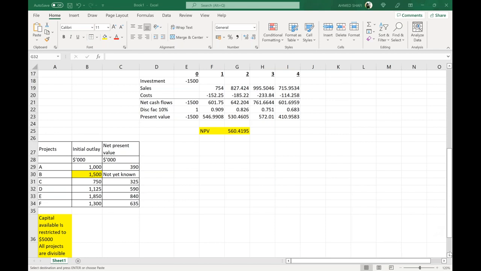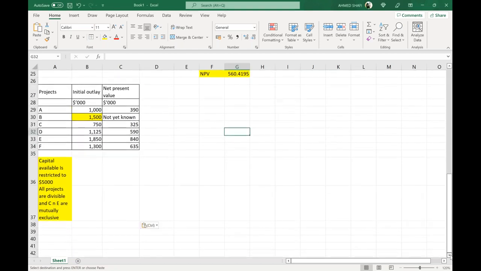Okay, let's move towards requirement B now. If anyone is unable to copy all stuff, I will share this file on the WhatsApp group after the class is over. Don't worry about it. I will share this Excel file with you. Okay.